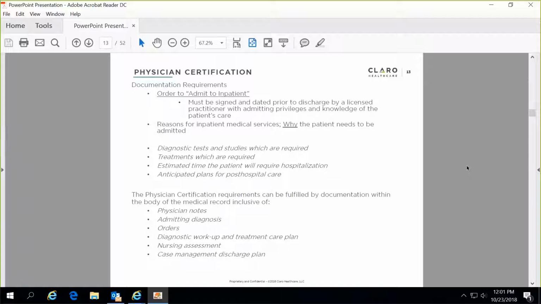So the reasons for inpatient medical services, the why the patient needs to be admitted, and why you're doing all these diagnostic tests to support that. Now, there's no magic sheet for that certification. Medicare says you don't need a certain sheet for that. It can be included in any of your medical record, physician notes, admitting diagnoses, orders. It just needs to be there.